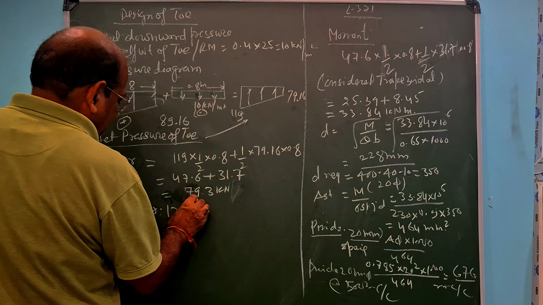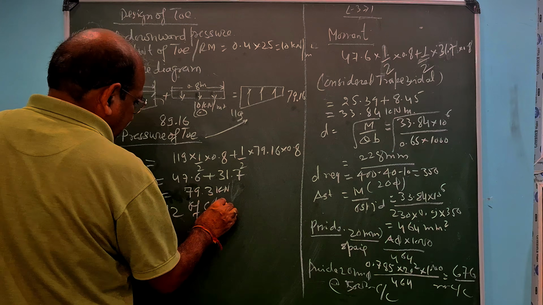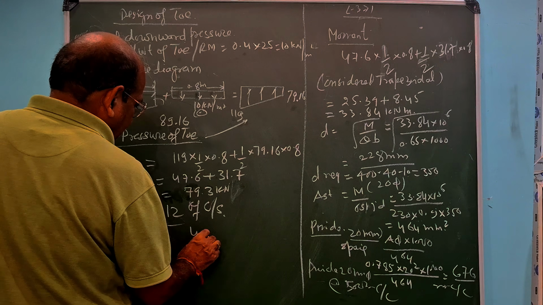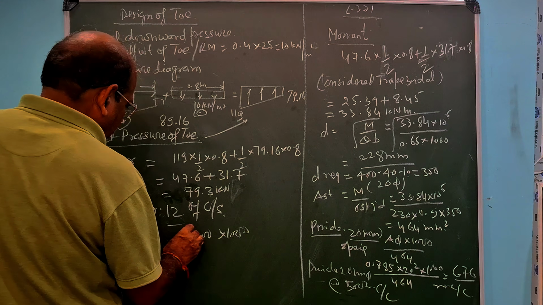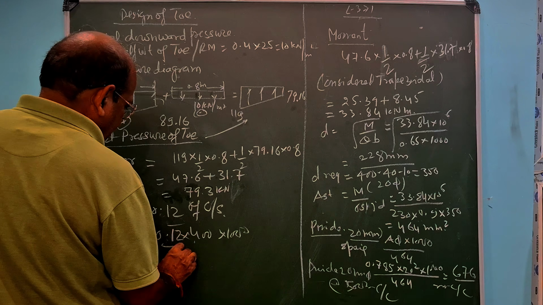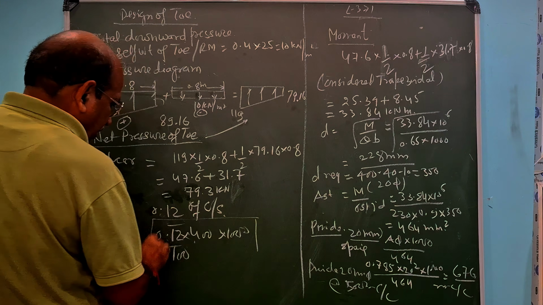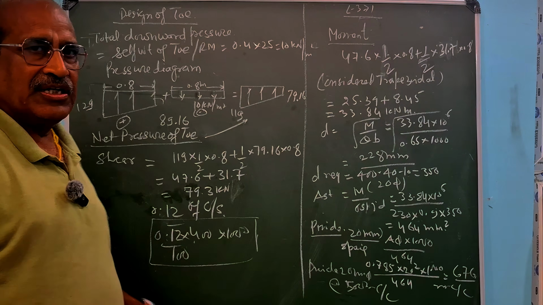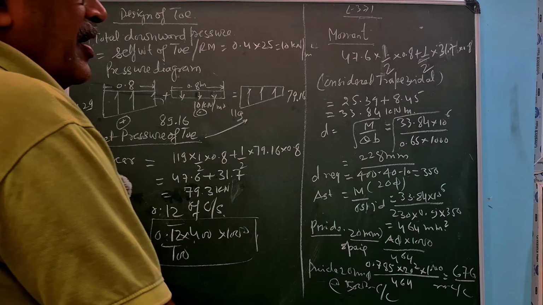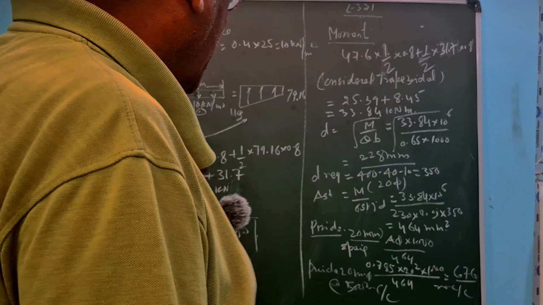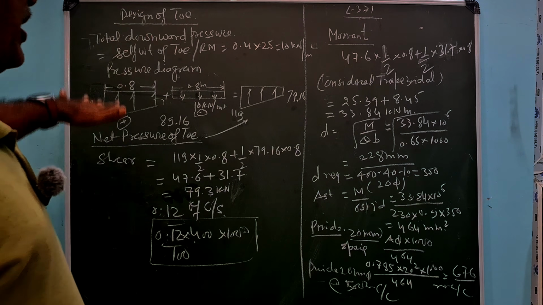And distribution steel you can provide 10 mm, something like that, which is 0.12% of the cross section. Cross section is 400 into 1000. This is your 0.12 divided by 100. So by this you can provide the distribution steel. That is 10 mm at 8 rate or something can be done. So this is a part of the moment, we can say.